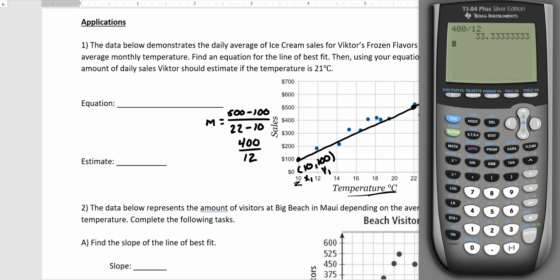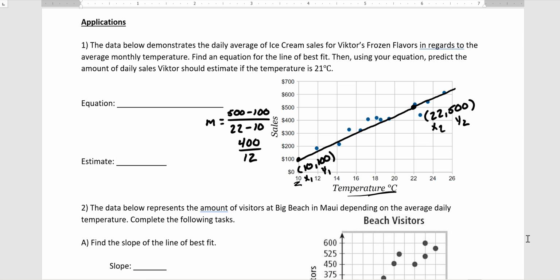You can use decimals here, that's totally fine. If I wanted to simplify this, that'd be 100 over 3, right? I could take a 4 out of everything here. So 100 over 3, let's do that. So my slope would equal 100 over 3.